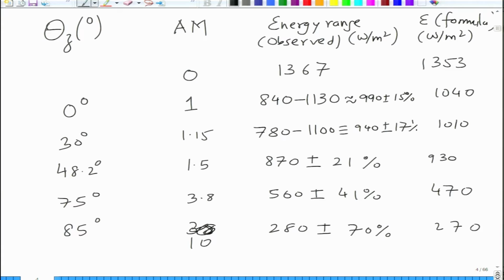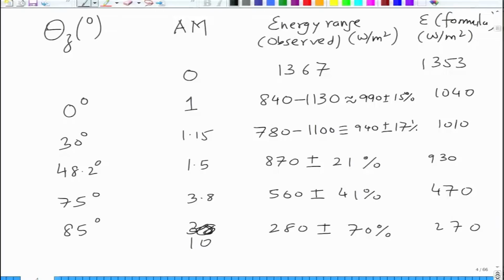So you can see that the variation also increases as the angle increases, okay, because the sun ray has to travel a longer length as compared to the values which are coming directly onto the normal. So when the path length increases, the unpredictability in the values also increases. So you can see the error: 15% at 0 degree, 17% at 30 degree, 21% at 48.2 degree, and this progressively increases to about 70% at about 85 degrees.